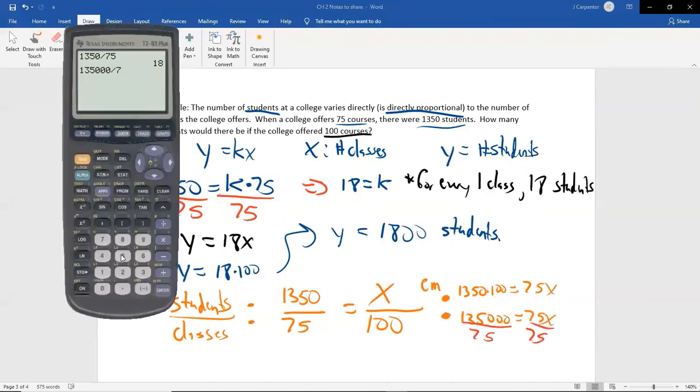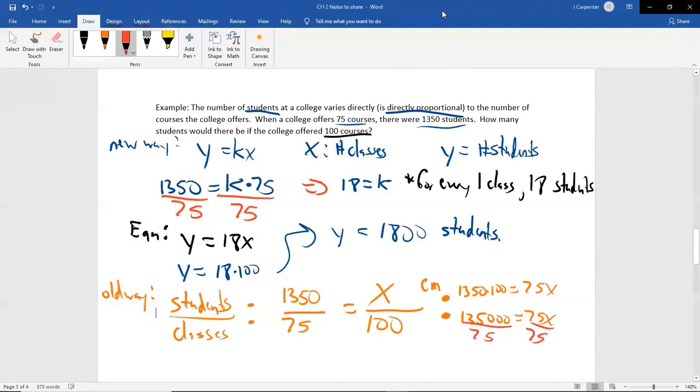Divided by 75. Holy cow, we got the same answer, 1,800. What was x though? We should really say this is 1,800 students. The same exact answer. So in the real world, does it matter which way you set it up? Nope.